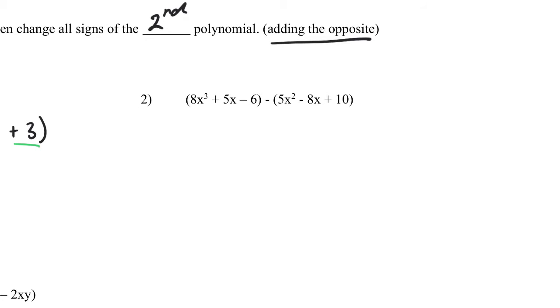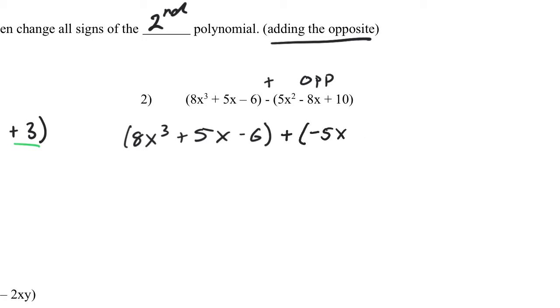All right, so I'm going to change this to adding the opposite. First one stays the same, 8x cubed plus 5x minus 6. And now we're going to add and take the opposite. Positive 5 turns into a -5. Minus 8x turns into plus 8x. Plus 10 turns into minus 10. All right, so you just want to be careful. Make sure you're taking the opposite of absolutely everything in the last one, not just the first term.